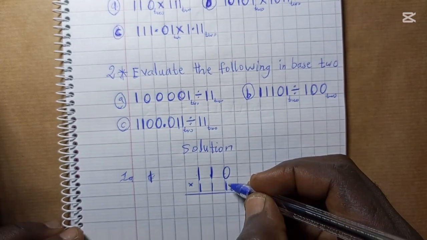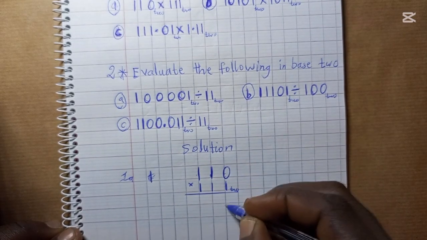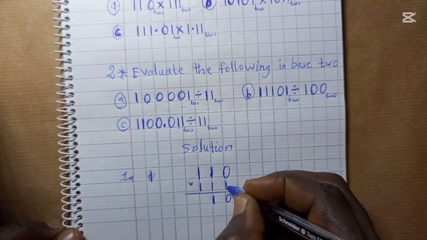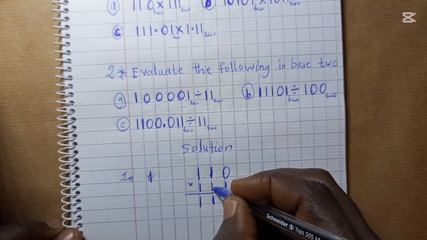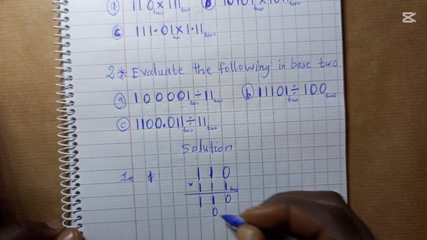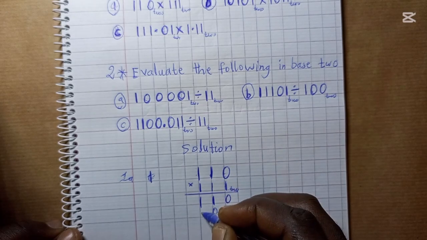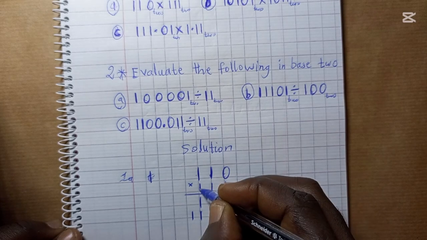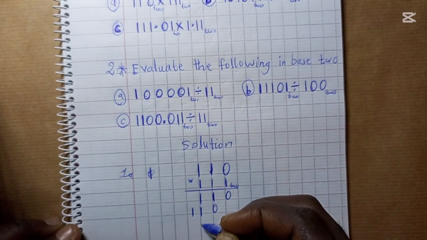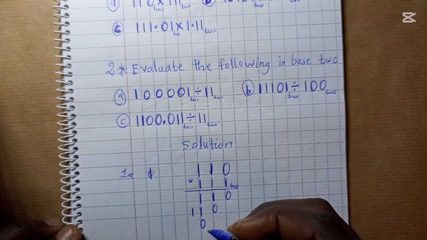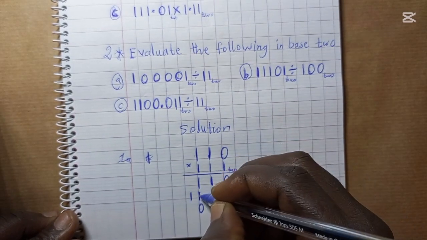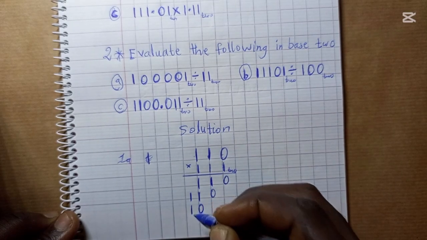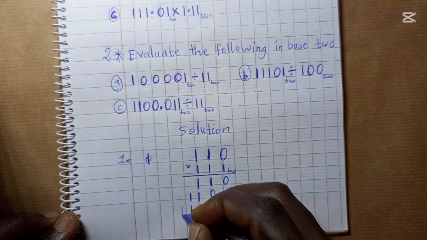So 1 times 0 is 0. 1 times 1, 1. 1 times 1, 1. 1 times 0, 0. 1 times 1 is 1. 1 times 1, 1. 1 times 0, 0. 1 times 0 is 0. 1 times 1 will give us 1. 1 times 1 again, that is 1.